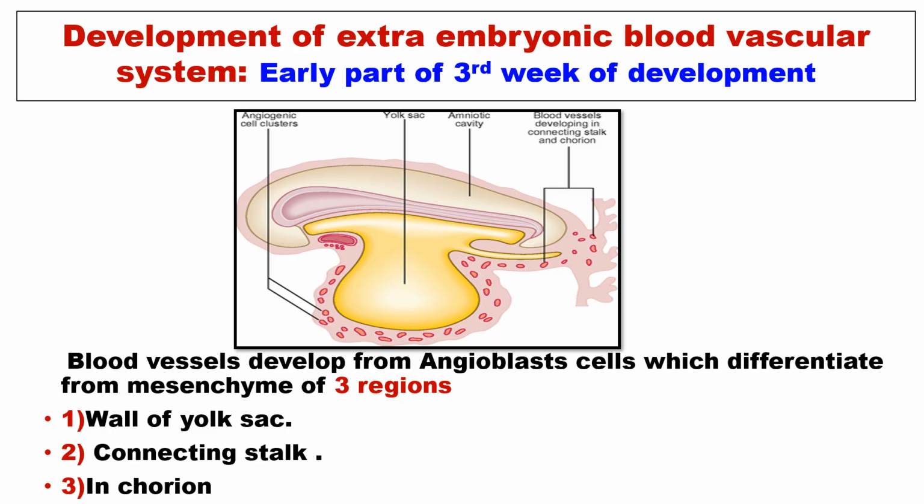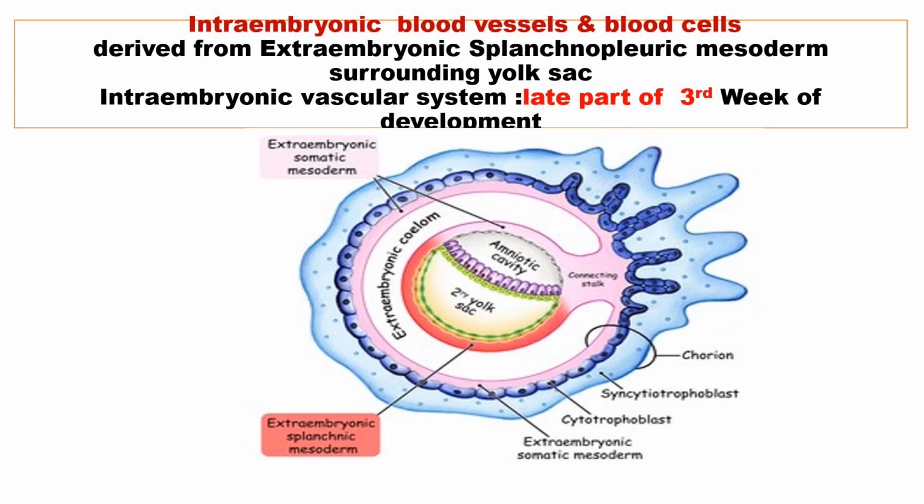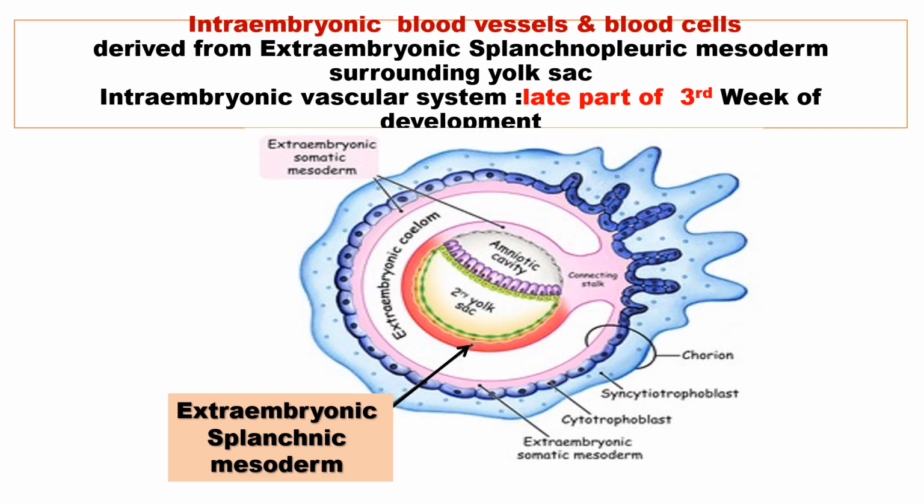Development of the extraembryonic blood vascular system starts in the early part of the third week of intrauterine life. Blood vessels develop from the angioblastic cells which differentiate from the mesenchyme in three regions: in the wall of the yolk sac, in the connecting stalk, and in the chorion. Intraembryonic blood vessels and blood cells are derived from the extraembryonic splanchnopleuric mesoderm surrounding the yolk sac. The intraembryonic vascular system occurs in the later part of the third week of development.